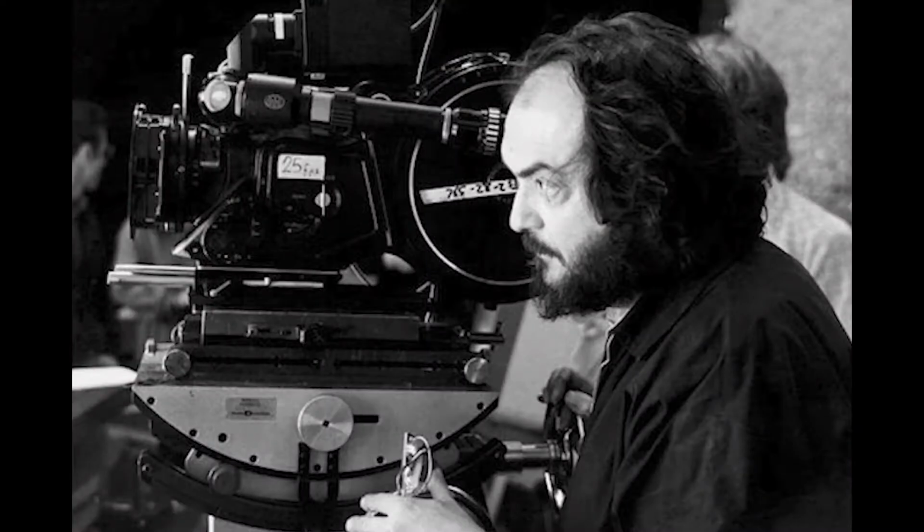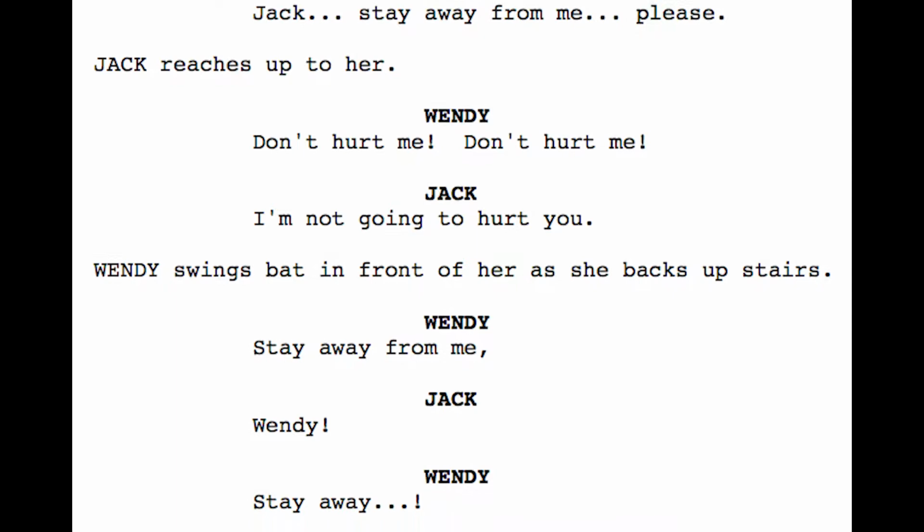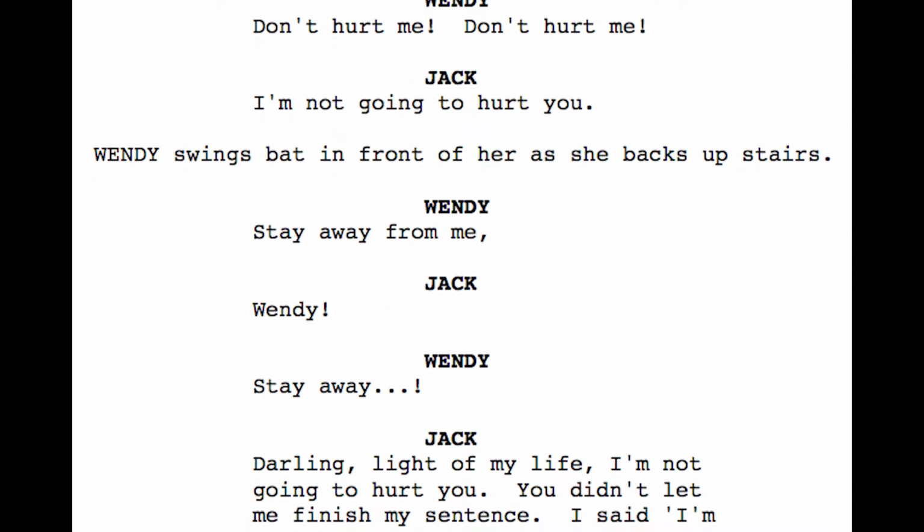One of my favorite movies of all time, The Shining. I'm gonna take a look at how writer-director Stanley Kubrick effectively uses suspense in his screenplay adaptation of Stephen King's novel, The Shining, to build tension throughout the film.